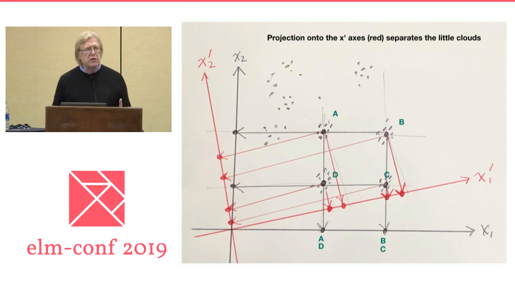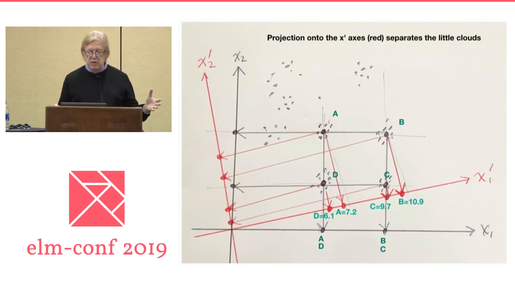But what you can do is rotate the axes. Instead of using the x1, x2 axes, you use the red x1 prime, x2 prime axes. And now, if you project, those points are nicely separated. So let's imagine that A is a hummingbird hip bone, and so it projects to 7.2. Now you have another bone. You say, well, what species is this? It happens to project to 7.256. And that's pretty close. It's closer to 7.2 than any of the other points. You say, aha, that is a hummingbird hip bone. So that's the idea.